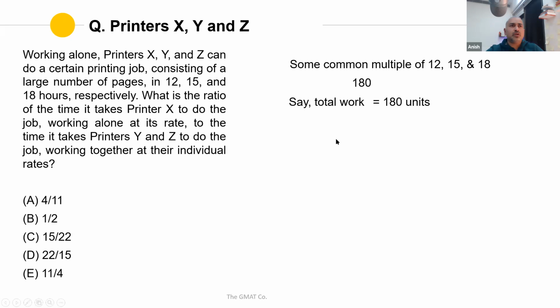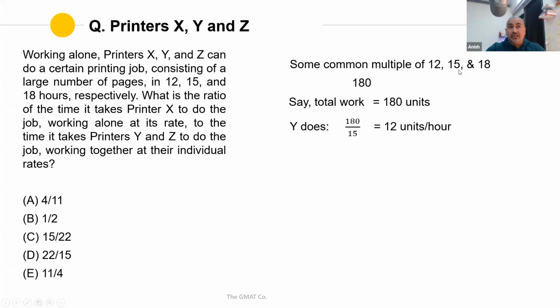So let's say the total work is 180 units. What does units mean? Some units, I don't know. It could be number of pages, it could be number of binders, whatever it is. I don't really care. As long as it's the same for everyone, it's fair. There's nothing wrong here. Now, let's say the total work is 180 units.